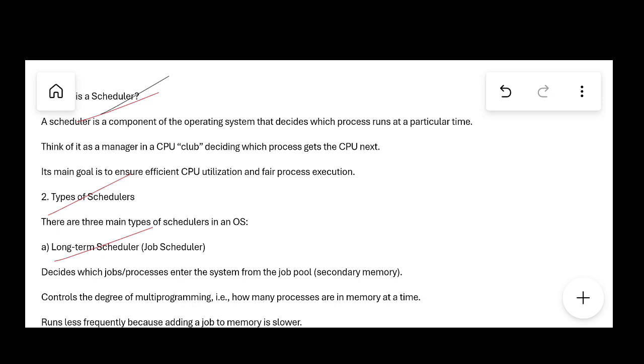It controls multi-programming, which means how many processes are in memory at the same time, and runs less frequently because admitting a process takes time.